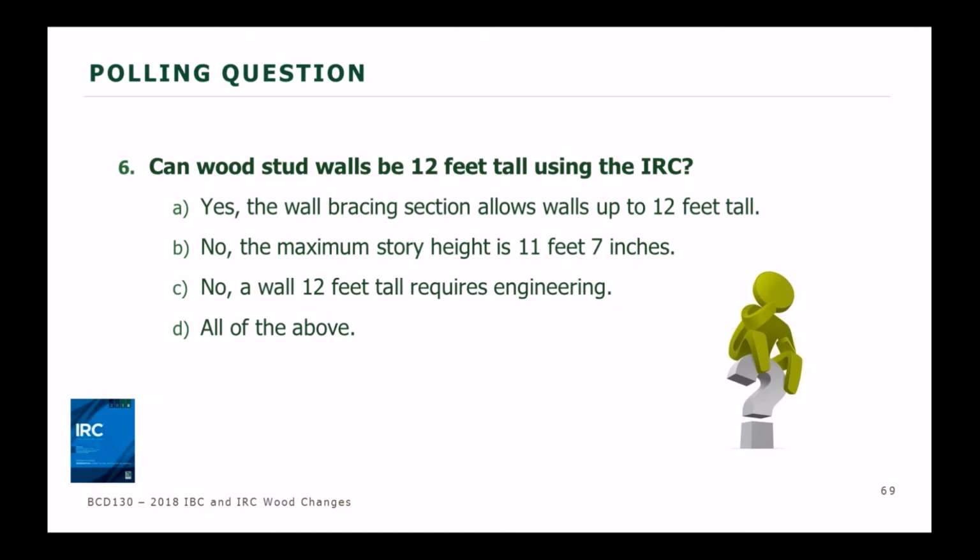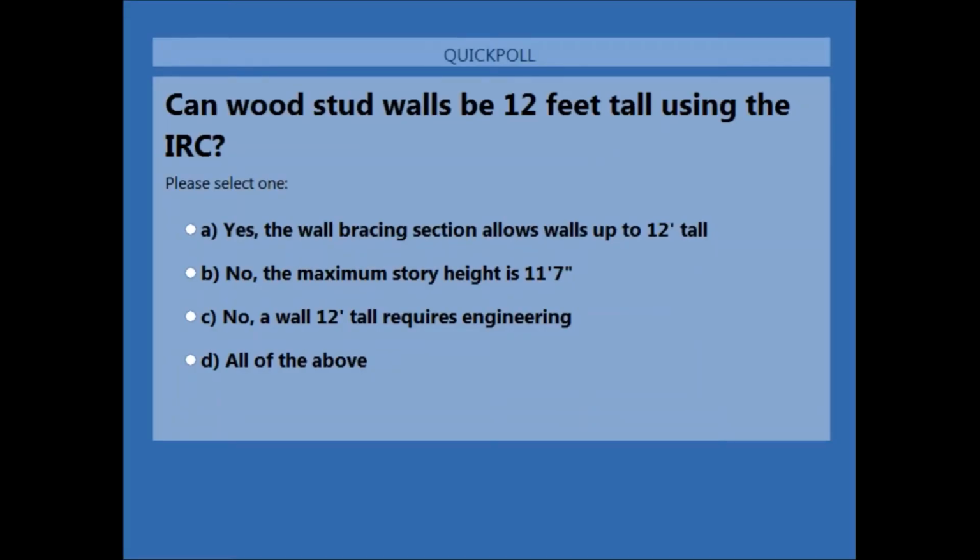Okay, the next polling question with Marcy. Absolutely. So here we go. Can wood stud walls be 12 feet tall using the IRC? Yes, the wall bracing section allows walls up to 12 feet tall. No, the maximum story height is 11 feet 7 inches. No, a wall 12 feet tall requires engineering, or all of the above.